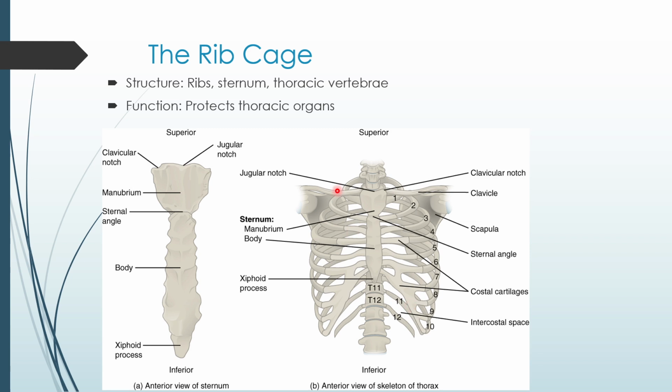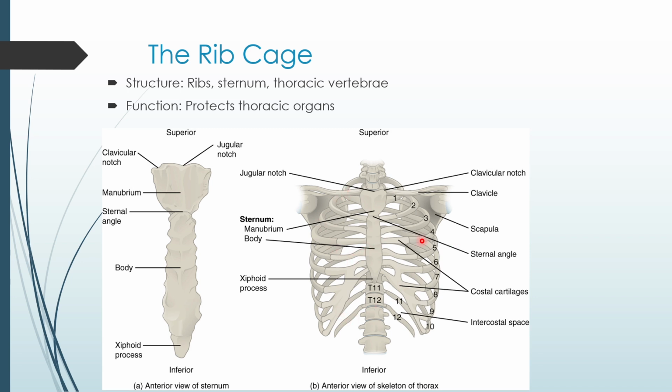The structures, of course, you can see ribs, sternum, thoracic vertebra. What's the function? Protects thoracic organs. That's the main function of these bones. You can see here, this is what you call the sternum. This is a knife-shaped structure where all the rib cages are prolonged structures. From the sternum, most of the bones develop in order to make the entire rib cage structure.